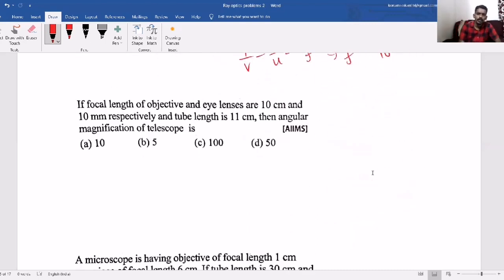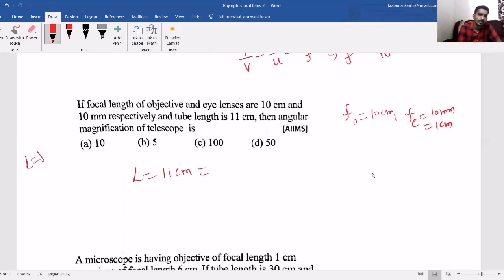Now, let's take another question. We have also studied optical instruments. Here, the focal length of the objective is 10 centimeter, and the eyepiece is 10 millimeter. So 10 millimeter is nothing but 1 centimeter. And the tube length, then the angular magnification. The tube length here is given as 11 centimeter.